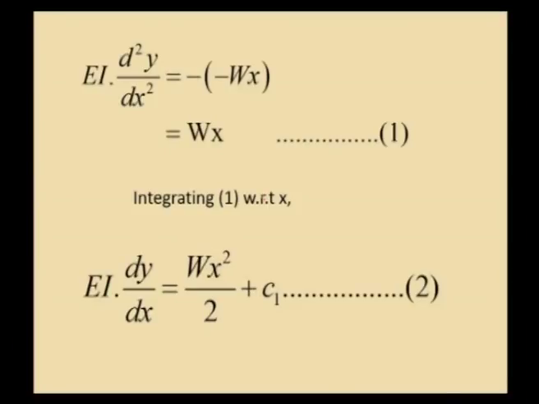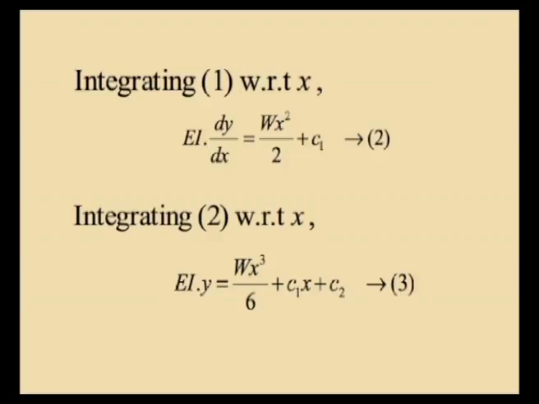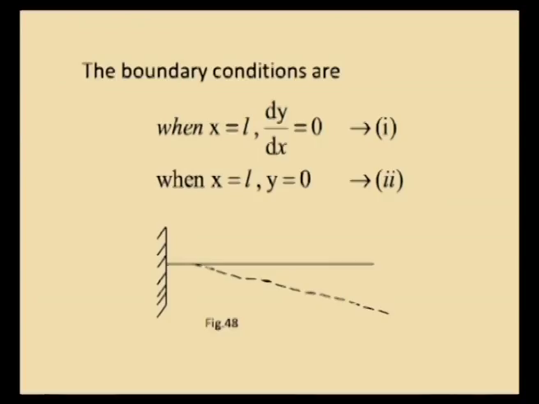In the double integration method, we will be integrating equation 1 twice to get the unknown slope as well as the deflection. So, when we integrate equation 1 with respect to x, we get E I dy by dx equal to W x squared by 2 plus C1, where C1 is a constant of integration. Then we need to integrate again equation 2 with respect to x. Since we integrate twice, the method is called the method of double integration.